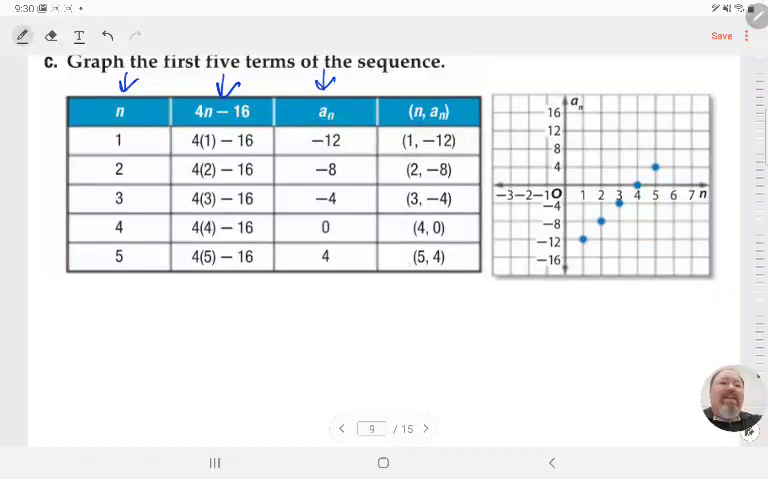I can use the n and the a sub n. I can use those as coordinates, and then I can use those to plot the graph, okay?